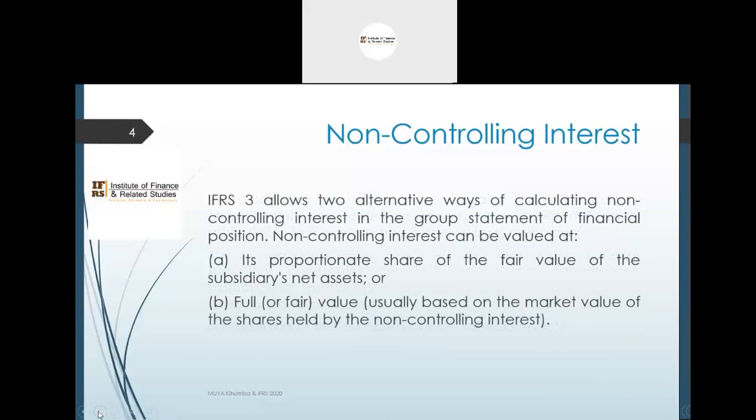IFRS 3 allows two alternatives of calculating non-controlling interests in the group statement of financial position. Non-controlling interest can be valued at one, its proportionate share of the fair value of the subsidiary's net assets, and two, full value, usually based on the market value of the shares held by non-controlling interests.